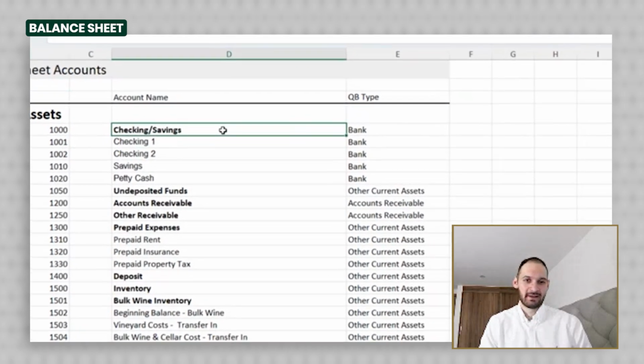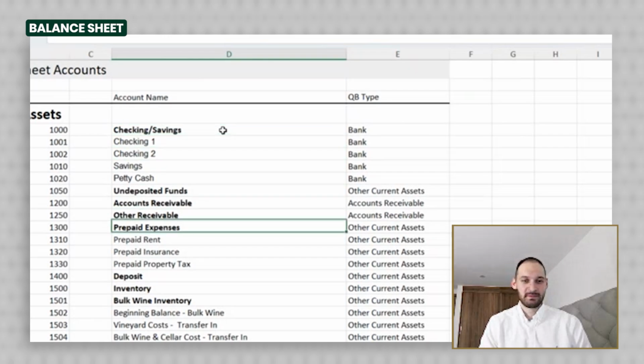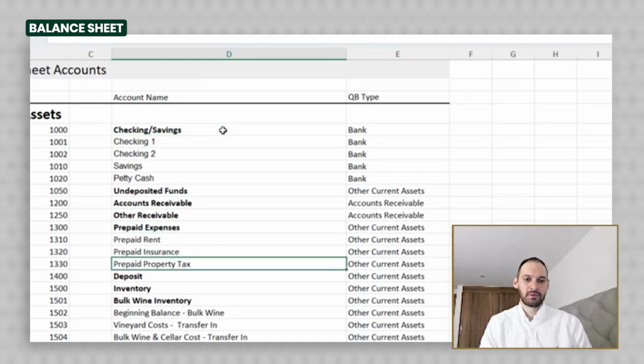So we've got checking and savings, so pretty much all your cash accounts, your AR, prepaid expenses. A popular one is property tax, because when you receive a property tax bill, it's for the full year. So you don't want to expense all of that in one month, right? Because it's for the full year. So you would put it into the balance sheet and then amortize it on a monthly basis throughout the year.